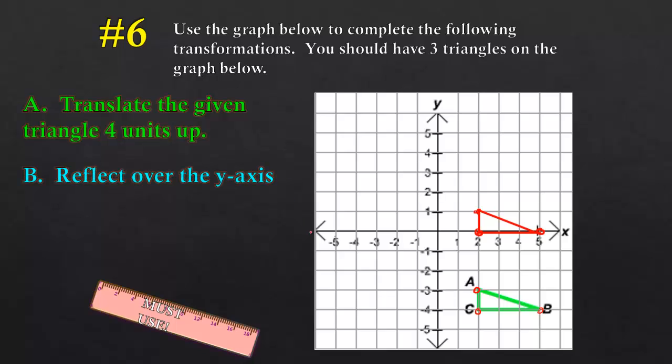Reflected over the y-axis, so this is 2 units. This is 2 units, and this is 5 units. So if I have to go 1, 2, that should be A prime. 1, 2, that would be C prime. 1, 2, 3, 4, 5. Or I'm sorry, 5, not 6. And that would be B prime. And if I did it all right, bam, all good.